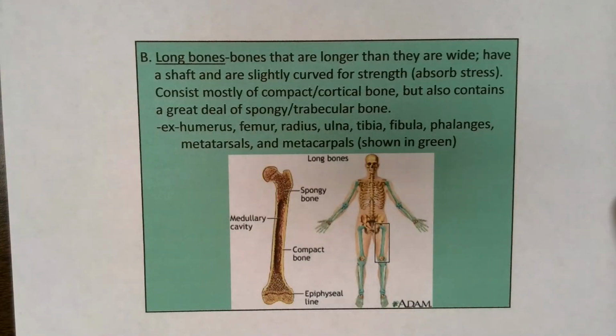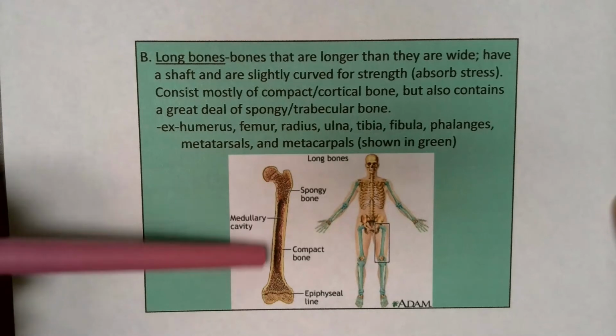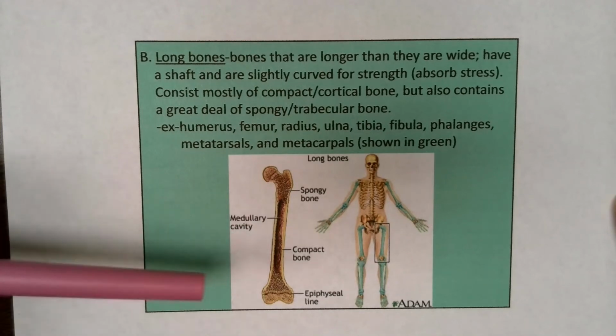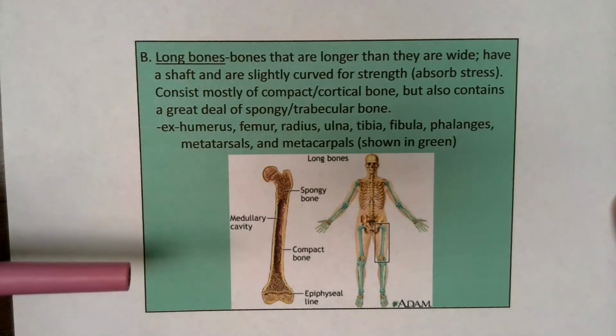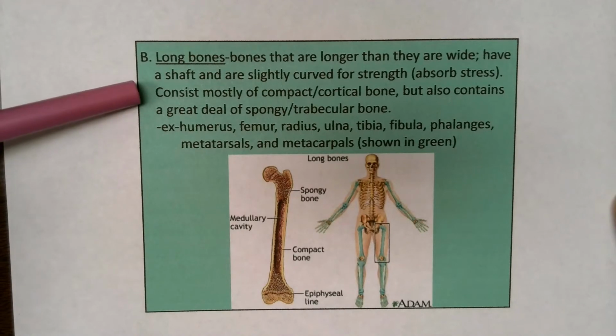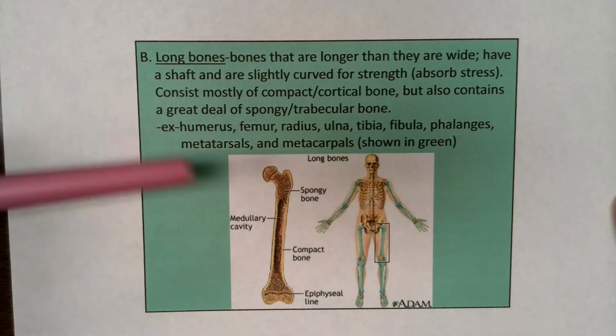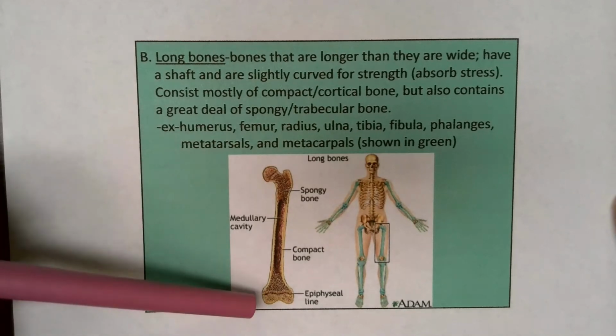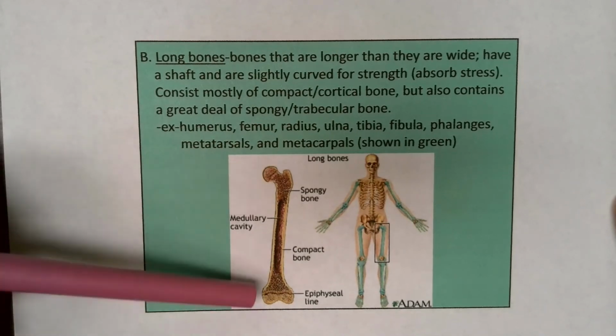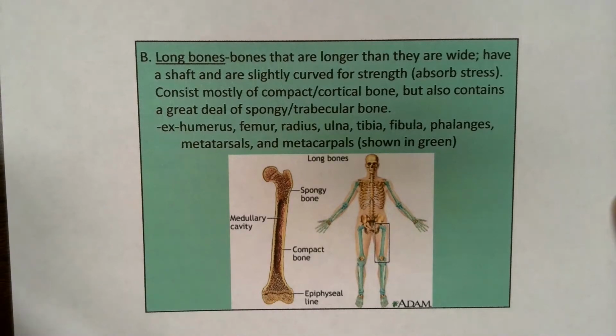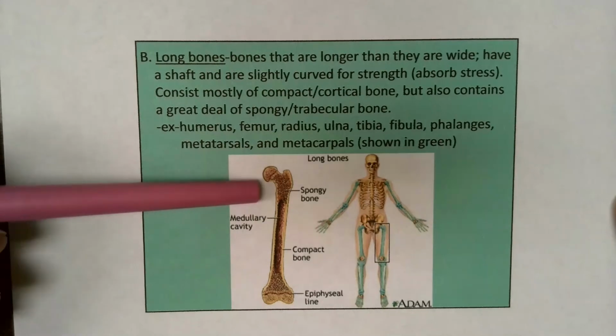Okay, so the next category, long bones. These are bones that are longer than they are wide. They have the shaft known as the diaphysis, slightly curved for strength, and it absorbs stress. Because of that, they consist of mostly compact bone, and then the spongy bone is in the end regions, the epiphyseal regions at the top and the bottom on this image. And that's again where forces are going to be dispersed throughout all of those little projections.